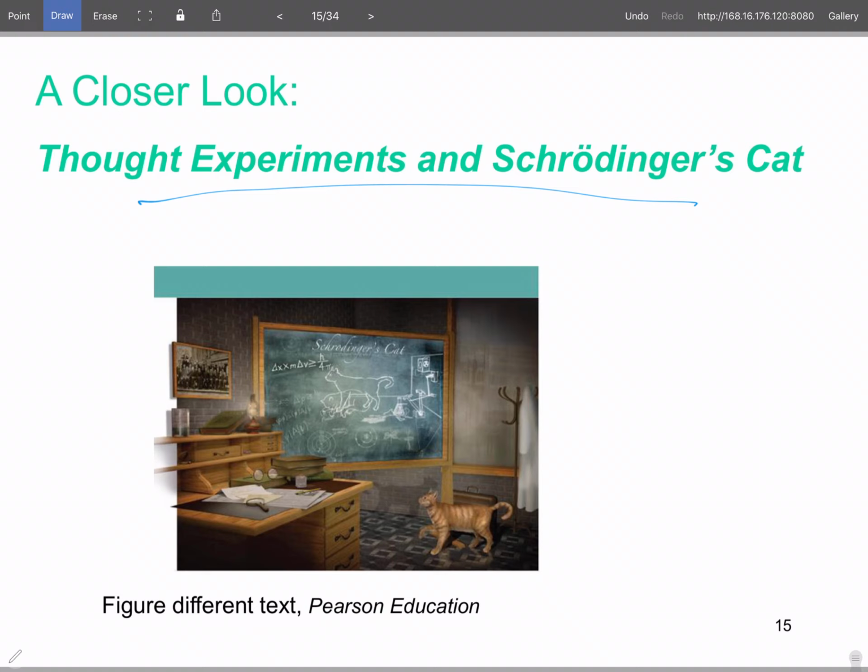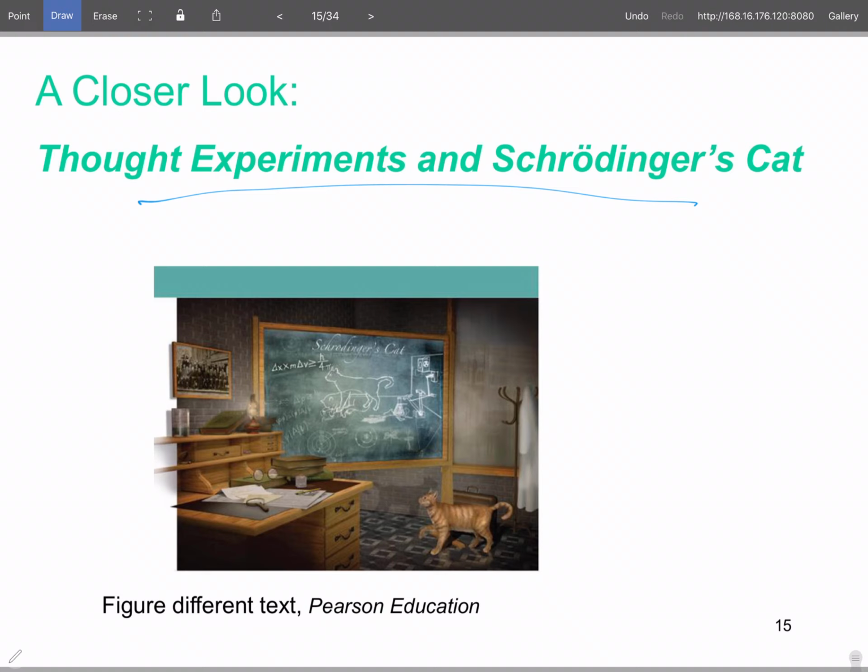So as long as you don't open the box, the cat is both alive and dead, because the sample decayed and it didn't decay. So the problem is the cat is both dead and alive. Well, how can that be? Because we want to live in a black and white world. The cat's dead or the cat's alive.